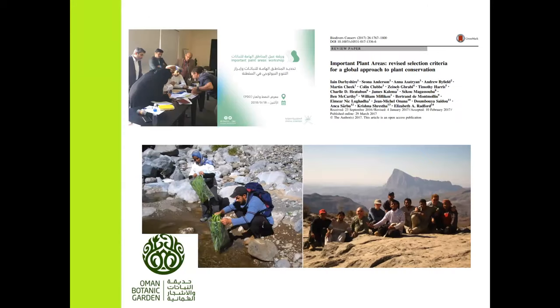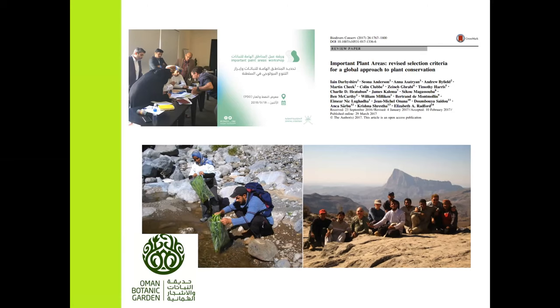So an Arabian specific set of IPA criteria was in fact developed by the Arabian Plant Specialist Group way back in 2010. At the time, this reflected limited data on plant distributions and a lack of Red List assessments being available. But recent advances meant that in this case of the work in Oman, we were able to take a more empirical approach to the criteria. And we used a recently revised set published in 2017, this paper up here by Derbyshire et al.